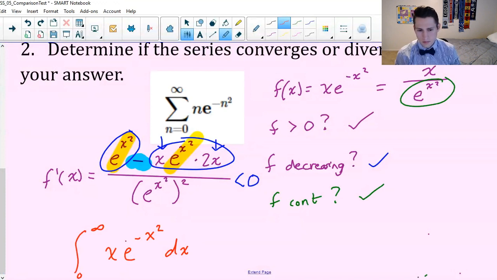dx. All right, we'll find this integral. If it converges, then we'll know that the series converges as well. If it diverges, then we'll know that the series diverges. Okay, so since we proved those first three characteristics are true, then we'll know they either both converge or they both diverge.